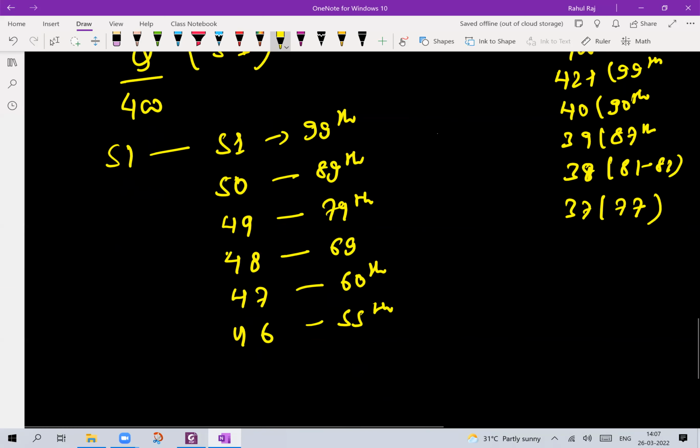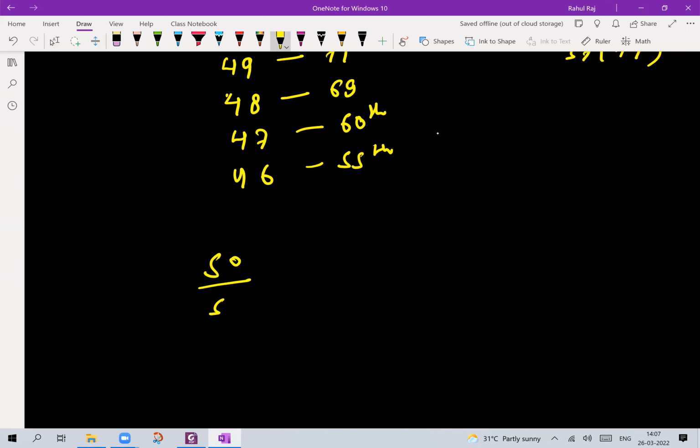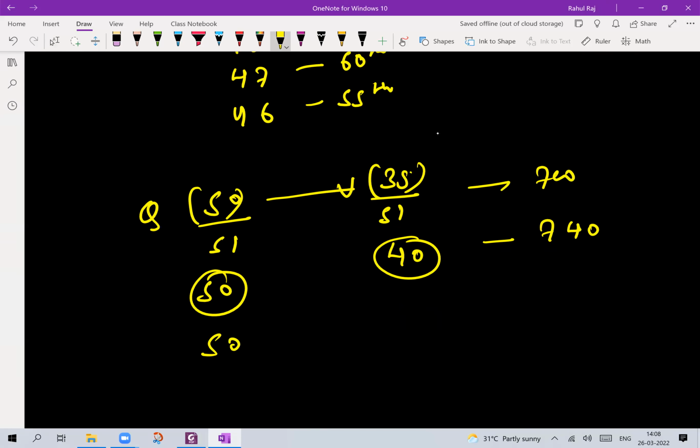So what exactly is the score? If you get 50 in quant out of 51, and you get 35 in verbal out of 51, this gives you 700. If you get 50 in quant and 40 in verbal, this gives you 740. If you get 50 here and 41 or 42 here, this goes to 760.